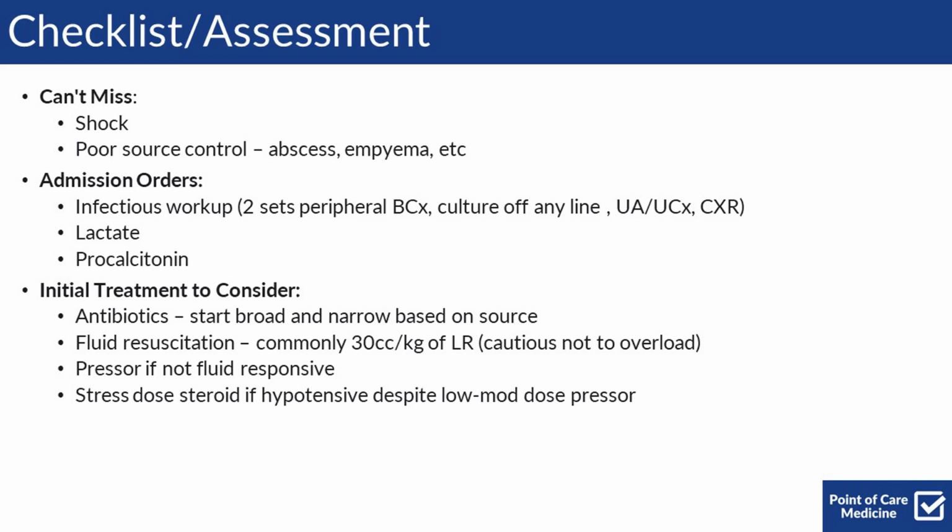Initial treatments to consider include antibiotics. Start broad and narrow based on your source. Fluid resuscitation is commonly 30 cc's per kilogram of LR, but be very cautious not to overload the patient. You should start pressor if the patient is not fluid responsive. You should also consider the early administration of stress dose steroids if the patient remains hypotensive despite the initiation of a low to moderate dose pressor.